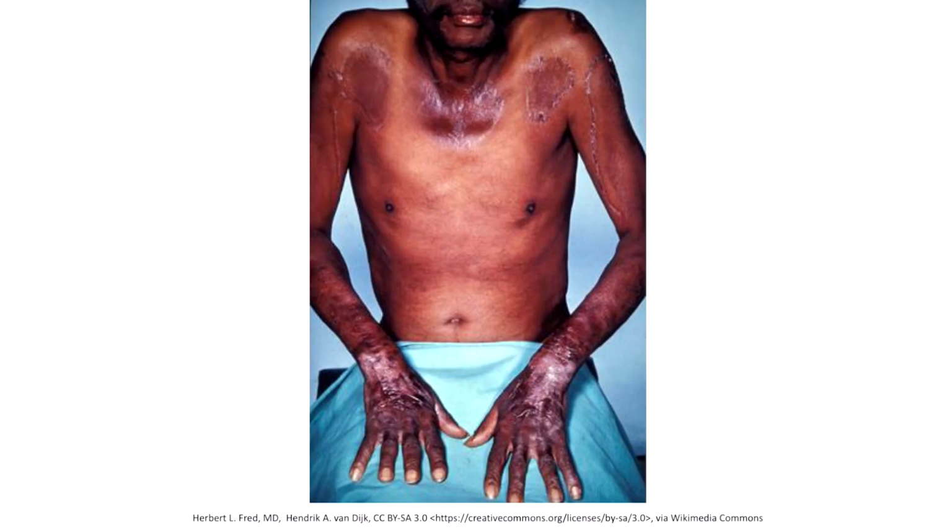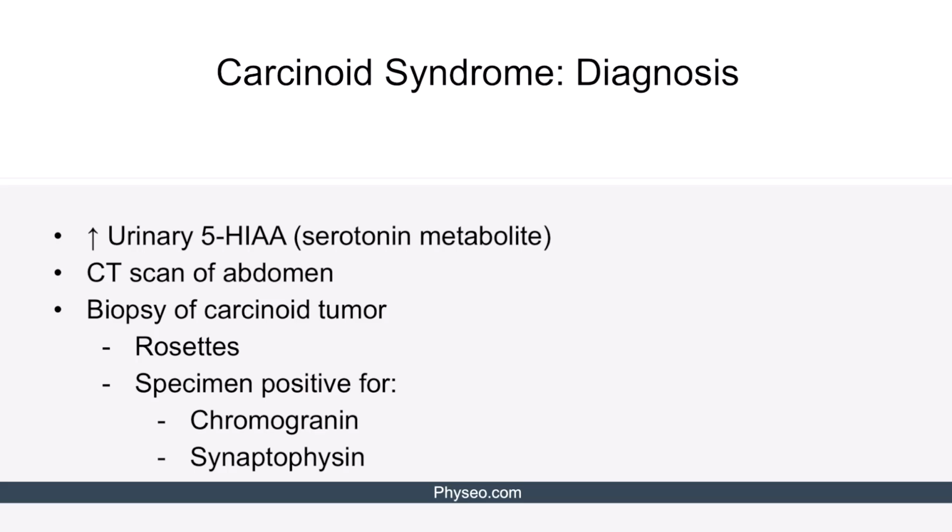Here one can see the rash in pellagra. You can appreciate these hyperpigmented areas on the hands and neck. Diagnosis of carcinoid syndrome is made by measuring urinary levels of 5-hydroxyindoleacetic acid, which is a serotonin metabolite.